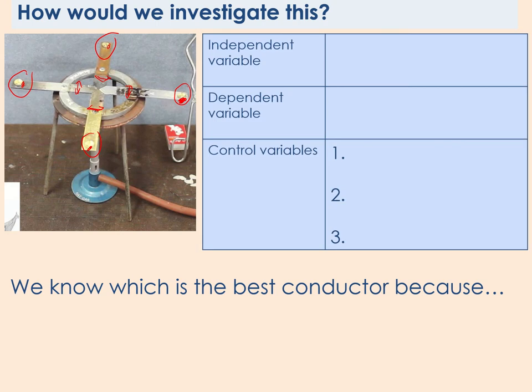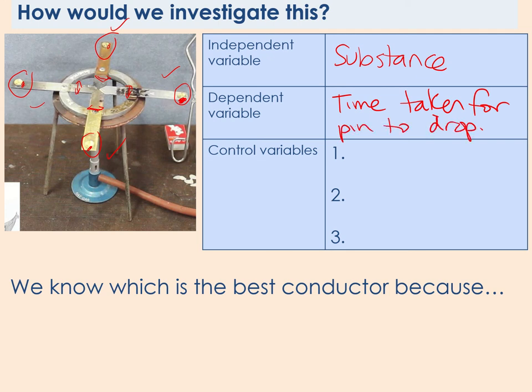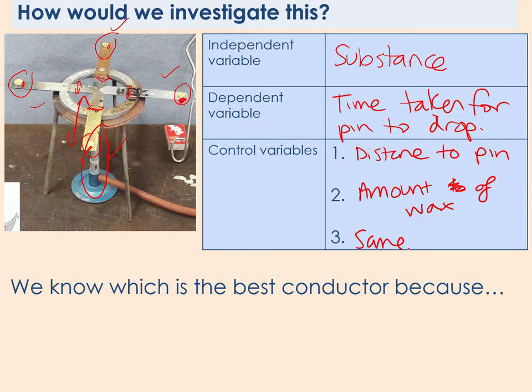So the thing that we are changing in the four arms is the substance, so that would be our independent variable. The dependent variable is the time taken for the pin to drop, and the things we would have to control are the distance to the pin, the amount of wax that we use to stick it on, and the other thing is they are all over the same heat source, so they're heated to the same temperature. So how would we know which was the best conductor? Well, the best conductor is going to be the one that lets the heat through the quickest, so it's the one where the pin drops first.